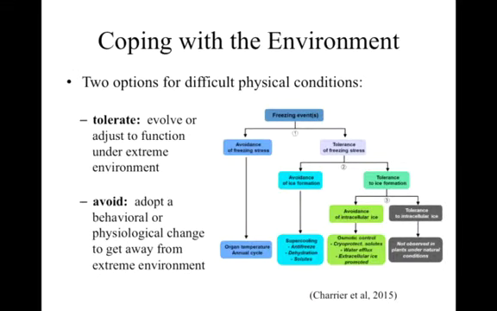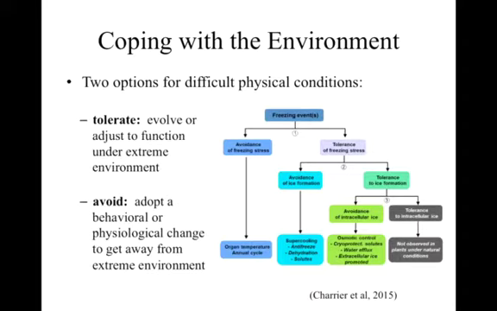All right. So, if you're under stress, and there's stressful conditions that might compromise your ability to grow, survive, and reproduce, what do you do? Well, there's really just two options. Your options are you tolerate it or you avoid it. And to tolerate it, you either have to evolve or adjust to function under the extreme environment. And to avoid it, you have to adopt a behavioral or physiological change that just gets you away from that terrible condition. So if we take a look at a very stressful kind of physical event, it would be freezing. And again, we have those two options, you tolerate or you avoid.